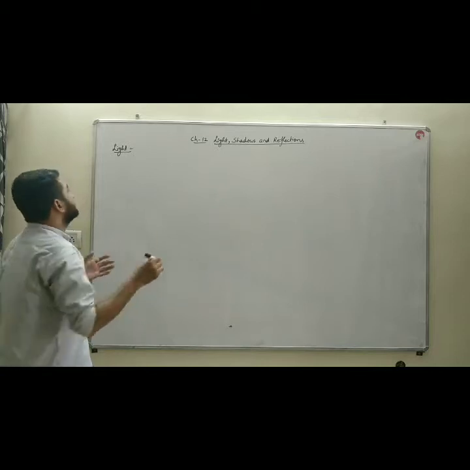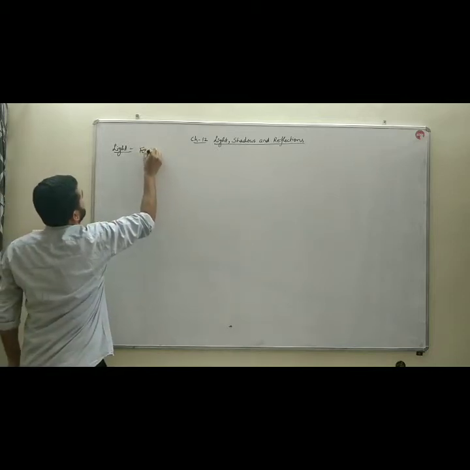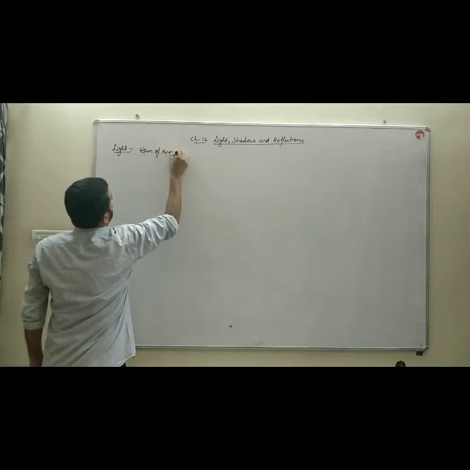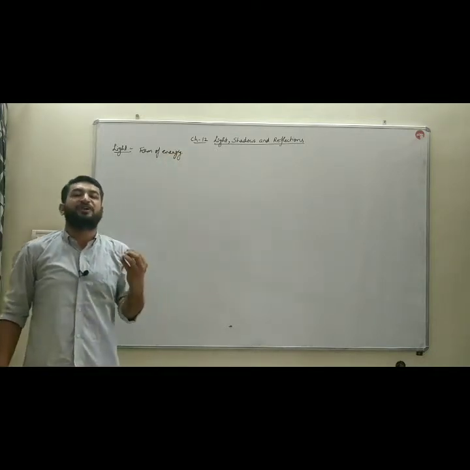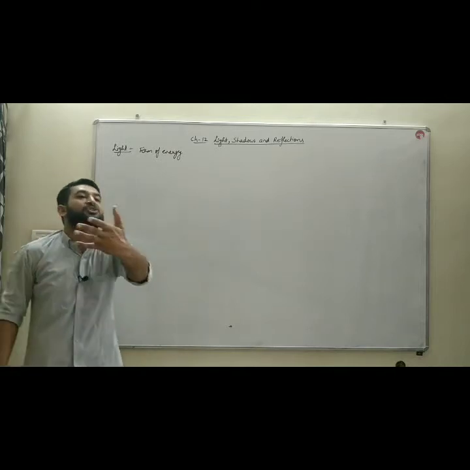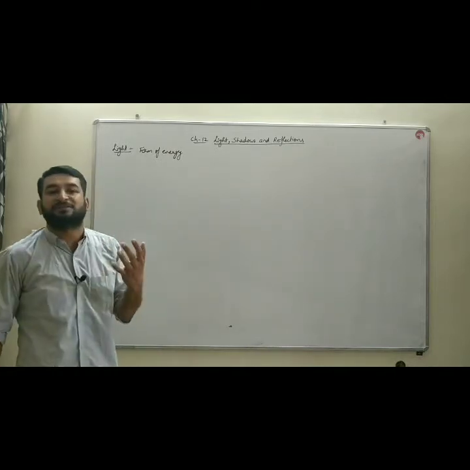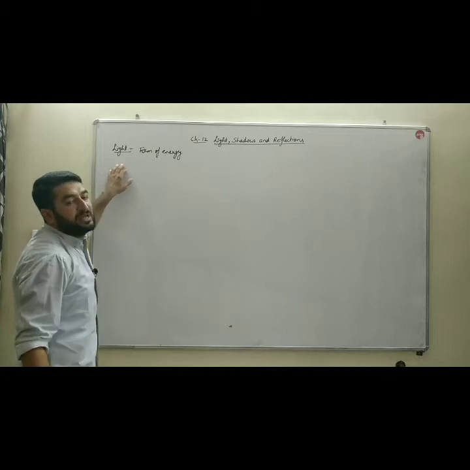What is light? It is a form of energy that enables us to see the things around us. The form of energy due to which we are able to see the things all around us is known as light.